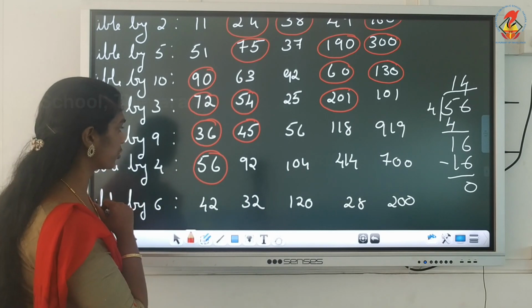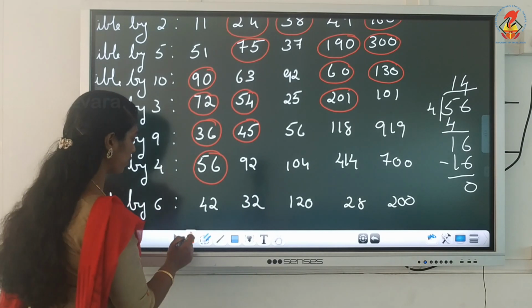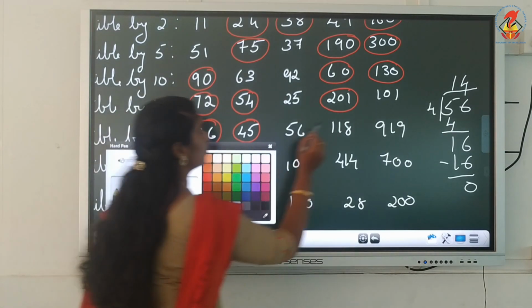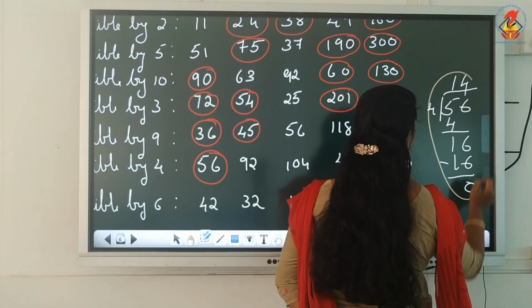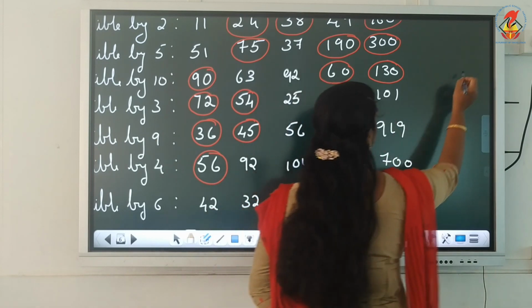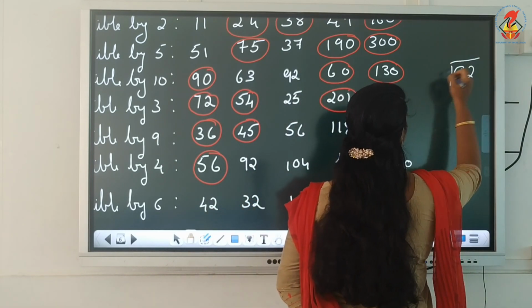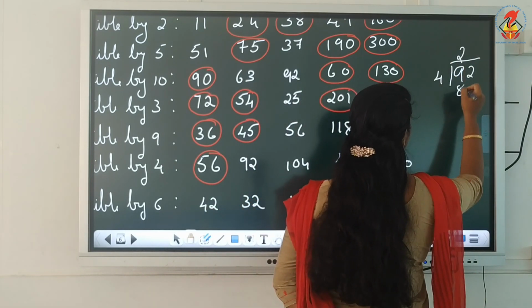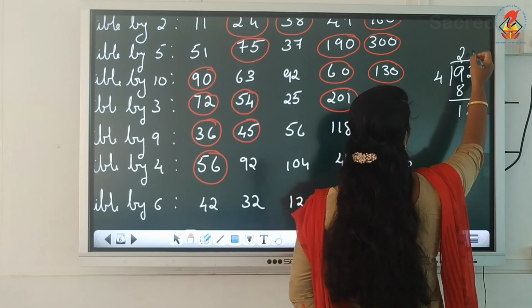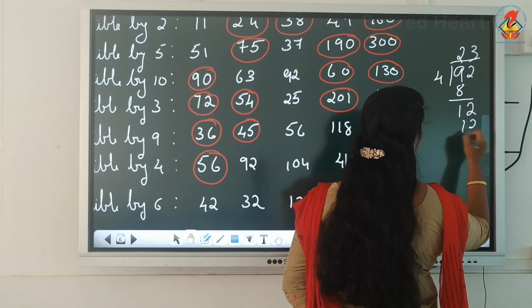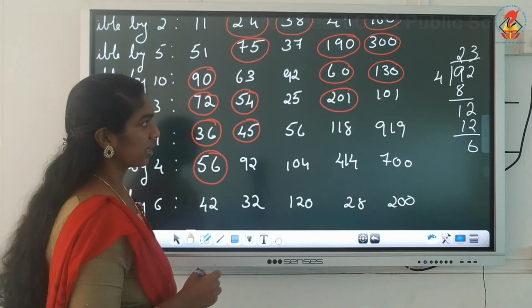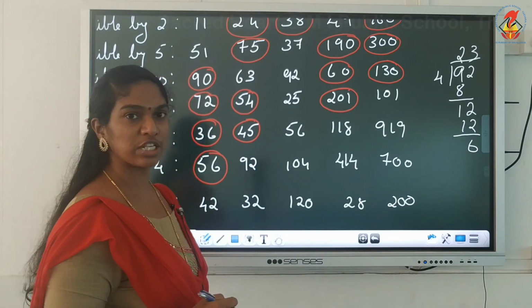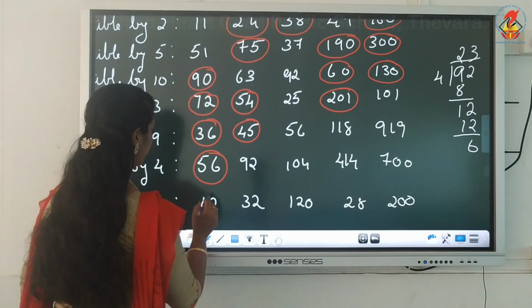Now take 92. Check whether 92 will go. Is 92 divisible by 4? 2 4s are 8. When I minus, get 1, bring down 2. Yes, 3 4s are 12. I get 0. Yes, so I can say 92 is also divisible by 4.